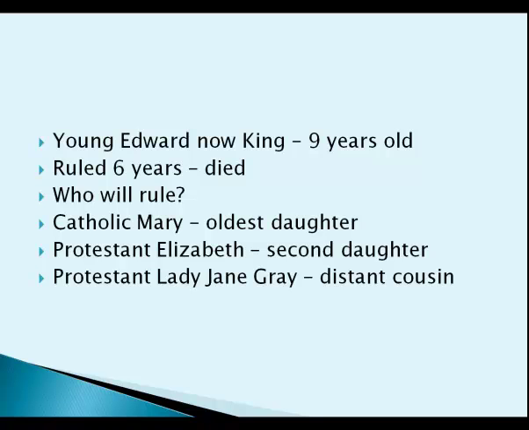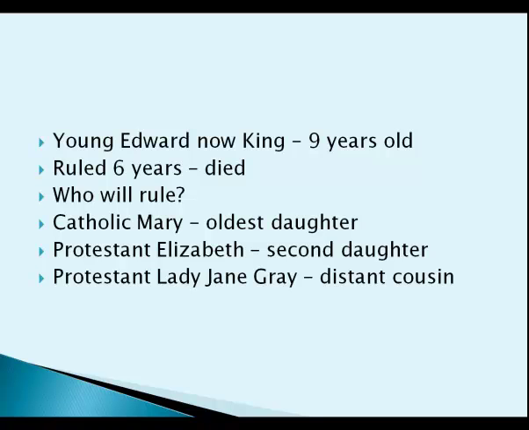Now the young boy Edward is king, 9 years old. And of course he's too young to be king, so he has a regent. As much as Edward tries to Protestantize the church, it's just not working. But he was the king, if you would, for 6 years, and he dies. Well, now what are we going to do?